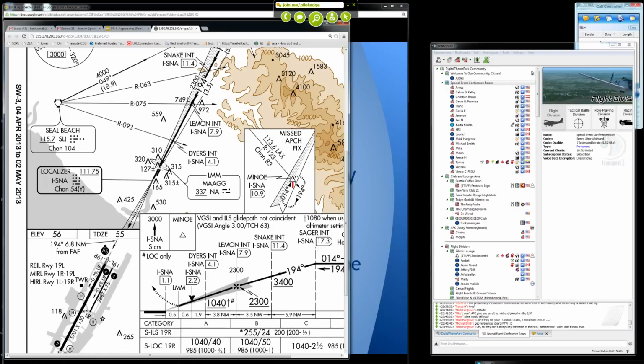Yes, Mark, that's correct. They're not legally obliged to reference the closest fix. They're obliged to reference a fix on the approach.